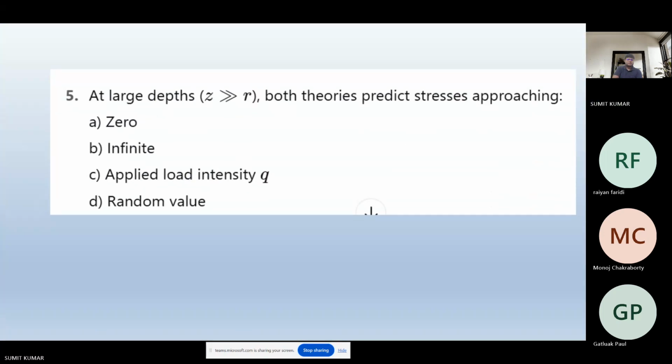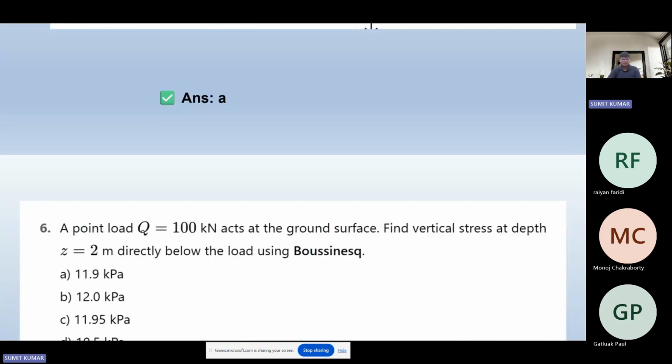Next, at large depth, that is z much greater than r, both the Boussinesq theory as well as the Westergaard theory predict the stress approaching zero for a finite applied load intensity Q. So option A, the stress approaching zero at infinite depth.